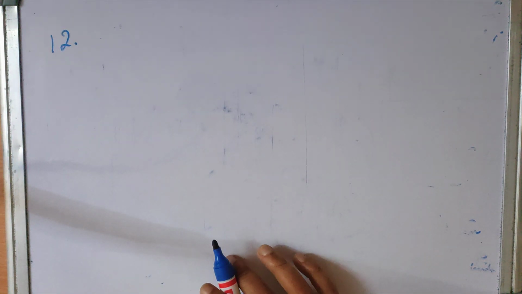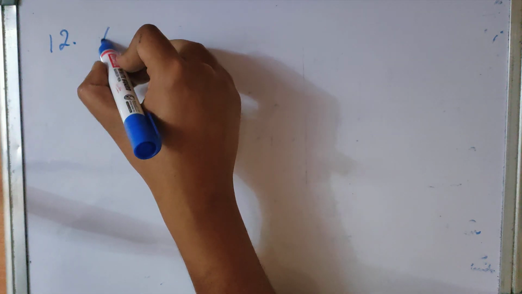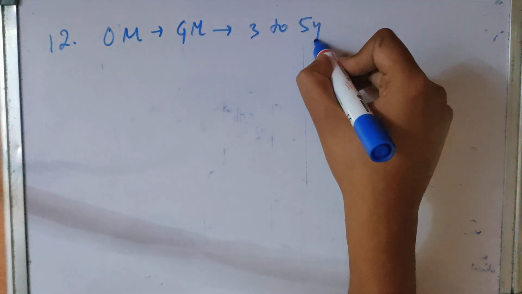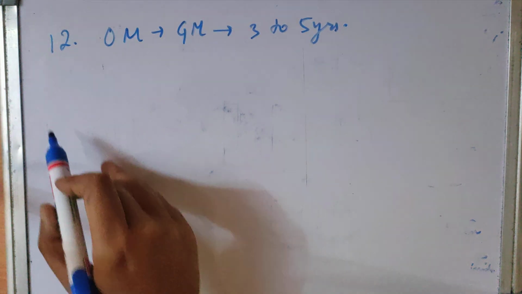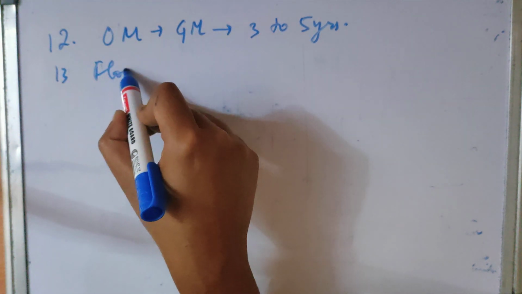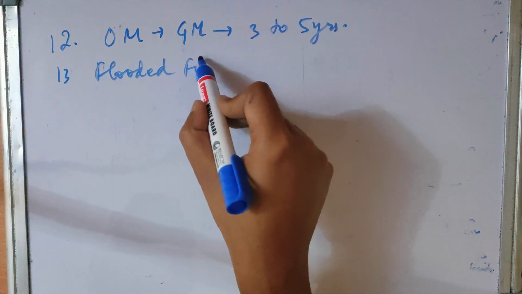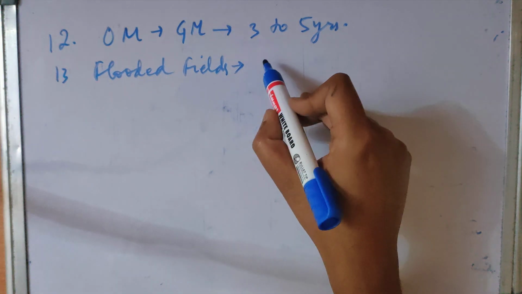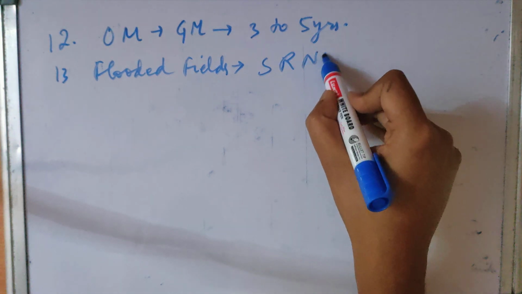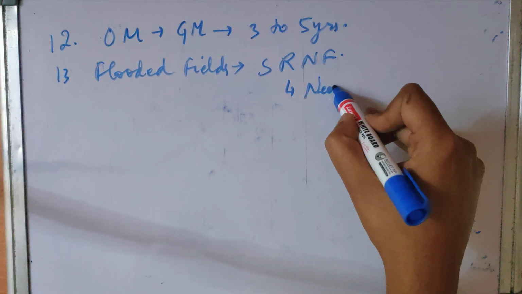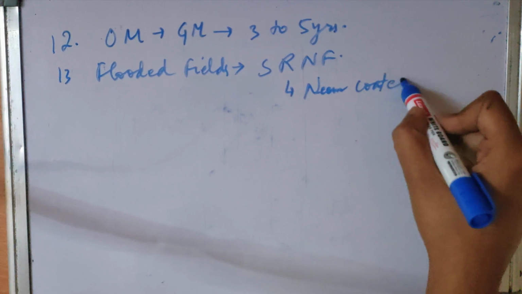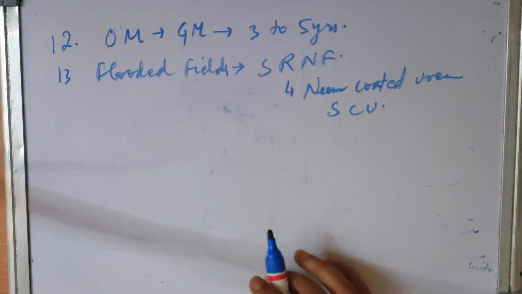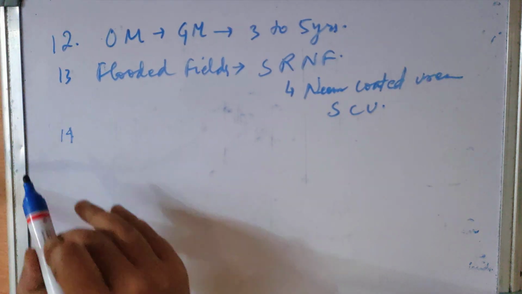Addition of organic matter and green manuring should be done at least 3 to 5 years maximum. In case of flooded fields, slow release nitrogen fertilizer should be used. Slow release nitrogen fertilizer, that is, as I have taught you in a previous lecture, neem coated urea and sulfur coated urea, so that loss of nitrogen is minimized.